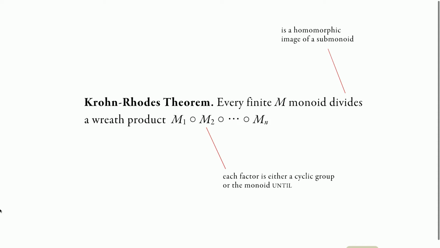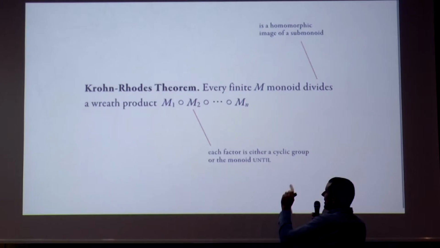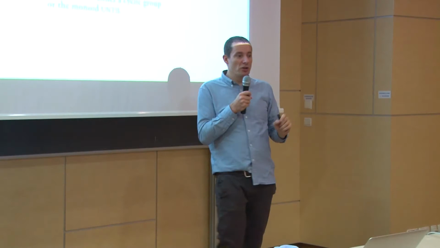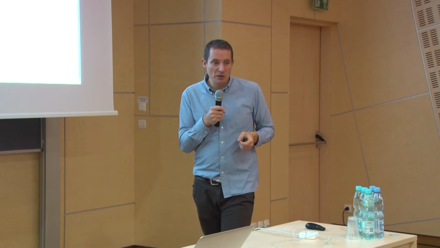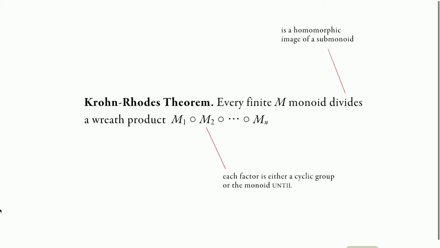The main thing is about what the factors mean. So the factors, there's two types of things you could do. Each factor is either a cyclic group, Z5, Z7, or if you're not using a cyclic group, there's only one other monoid you're going to use. It's a certain three-element monoid, which in the literature is called U2. I don't know why. And it's, morally speaking, the monoid which corresponds to the until operator of first-order logic.